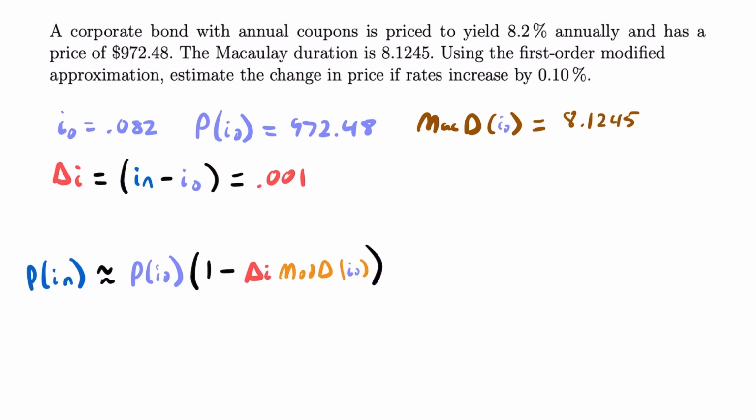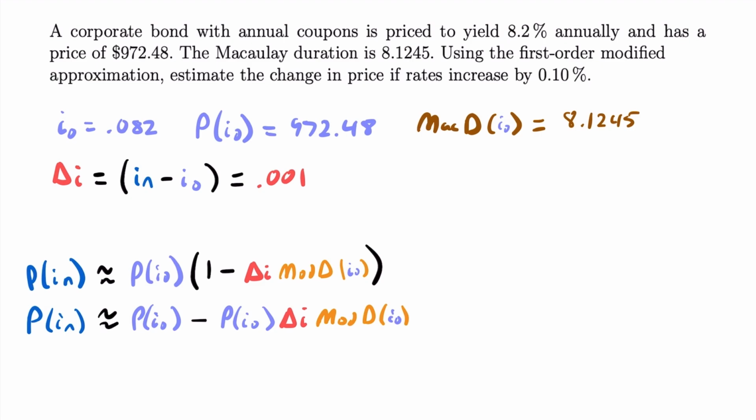But we're not interested in estimating the price per se. We want to estimate the change in the price. So how do we do that? Well, what we can do is slightly modify our equation here. And in order for you to see how we're going to do that, first I want to distribute this original price through this quantity. We're going to multiply it by 1, then multiply it by negative delta I times the modified duration. So if we do that, we're going to have P of I sub n is approximately equal to the original price times 1, so it's just the original price, and then we will have minus the original price times delta I times the modified duration using that original interest rate.